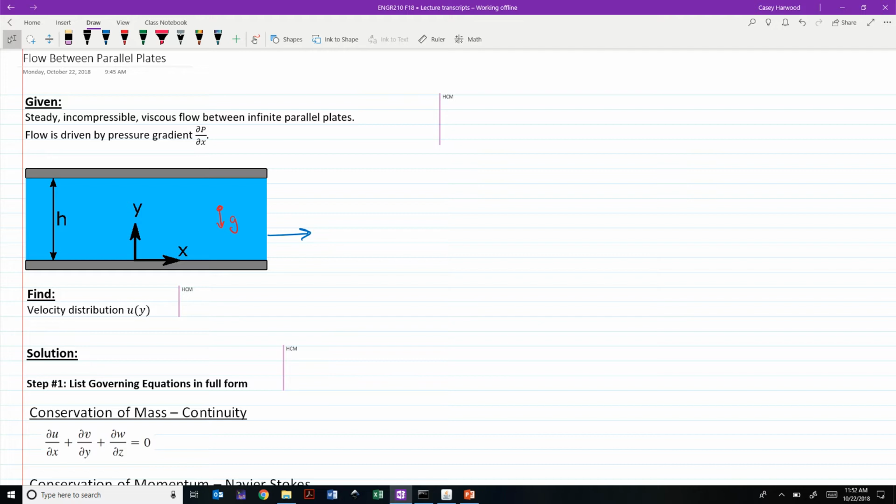Now, I will mention that when I say infinite parallel plates, what that means is essentially that they're infinitely long in the x direction and that they're infinitely long going into the page. Okay, and that'll have a ramification in step 2 of the solution.